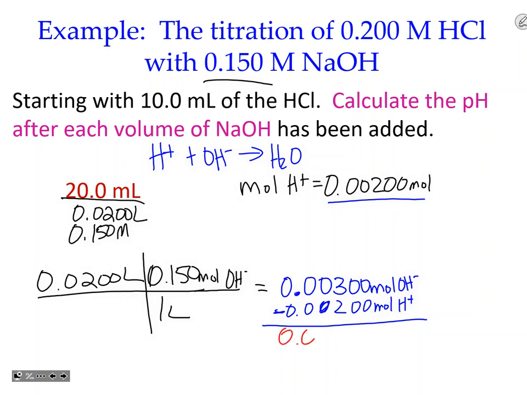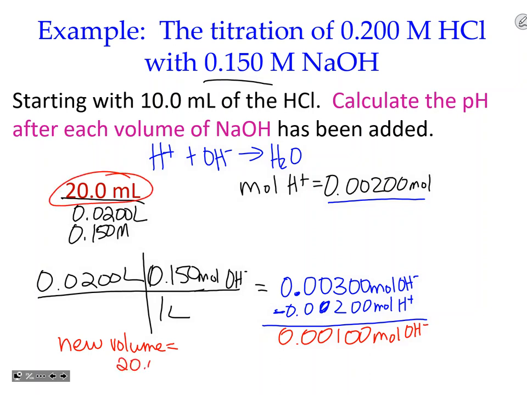We have 0.001 moles of OH left. That's the first part, figuring out the moles. We still need to figure out the new volume. What is our new volume here at this point? We added 20 milliliters of our hydroxide.